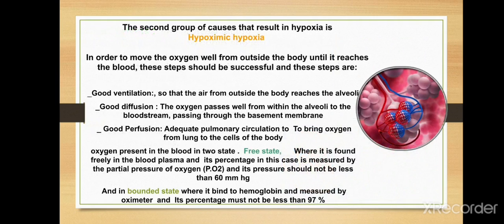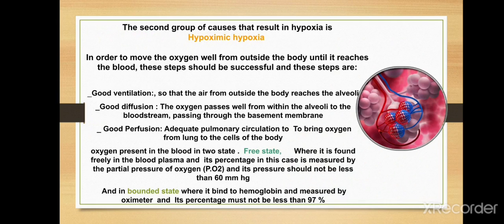The second group of causes that result in hypoxia is hypoxemic hypoxia. In order to move the oxygen well from the outside of the body until it reaches the blood, these steps should occur successfully, and these steps are good ventilation, so the air from the outside of the body reaches the alveoli; good diffusion, the oxygen passes well from within the alveoli to the bloodstream, passing through the basement membrane; good perfusion, adequate pulmonary circulation to bring oxygen from the lung to the cells of the body.